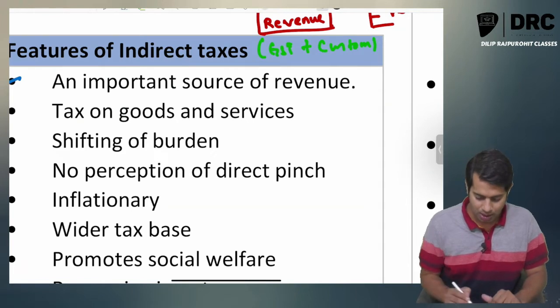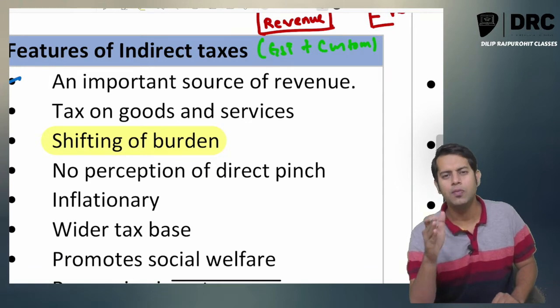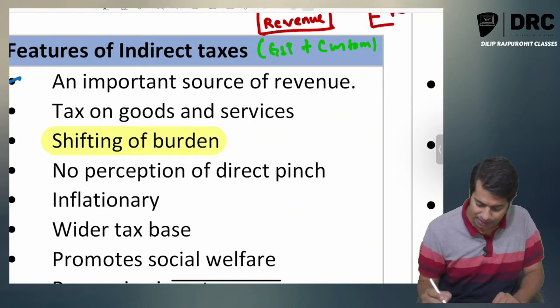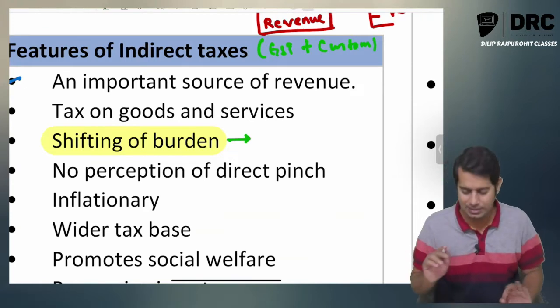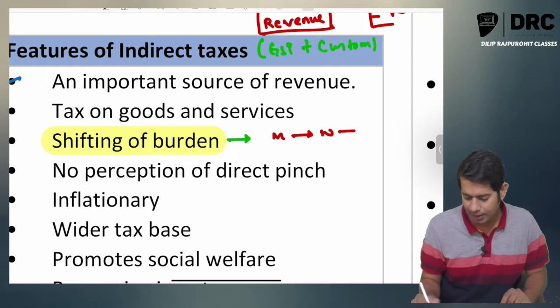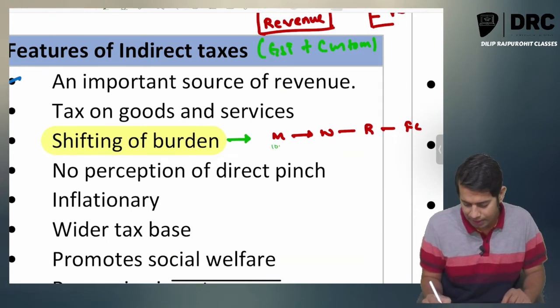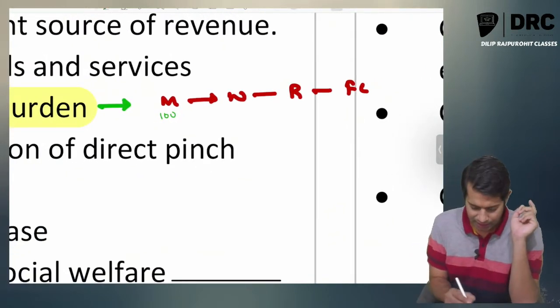Then one more important feature of indirect taxes is that in case of indirect taxes, there is shifting of burden happening. Sir, what do you mean by this shifting of burden? So in case of indirect taxes, the person who is paying the tax is not paying from his own pocket. For example, there is a manufacturer, a wholesaler, a retailer, and a final consumer. Assuming the manufacturer sells the product for rupees 100, on this 100, let us assume that the tax rate is 10%.